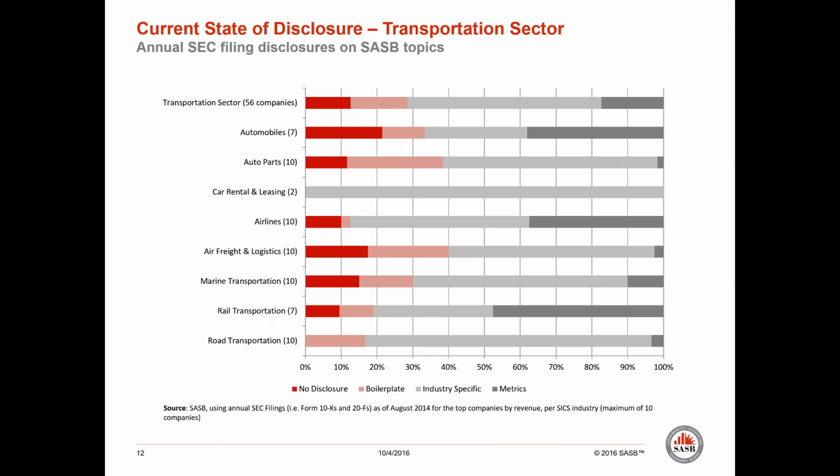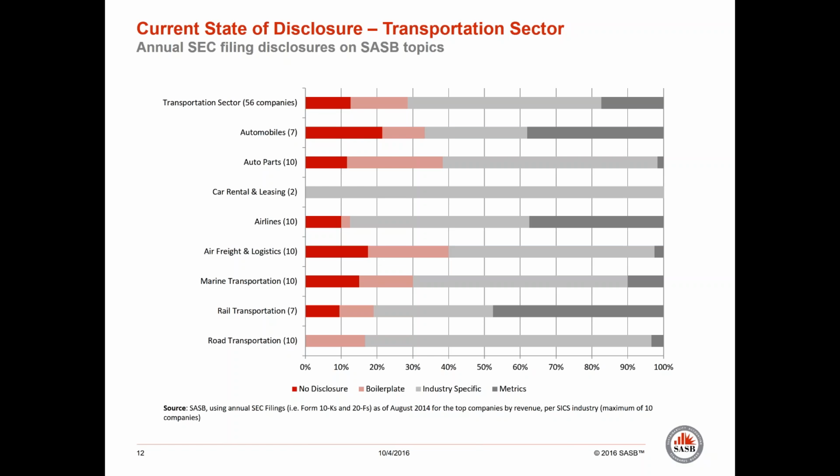And so for transportation, we looked at the top companies. Here is an analysis of 56 companies. And relatively speaking, transportation is not doing too terribly. But what do all these bars mean exactly? So the red bar, which is on the left here, is basically telling you that those are the issues that are not showing up in Form 10Ks. So that's actually not a high percentage. Just over 10% of the issues are not being disclosed on.